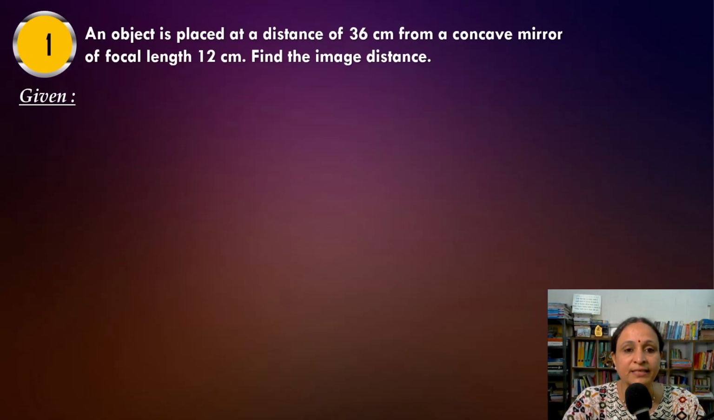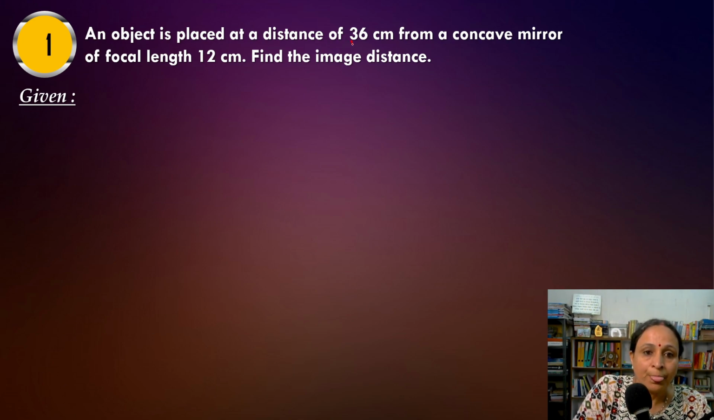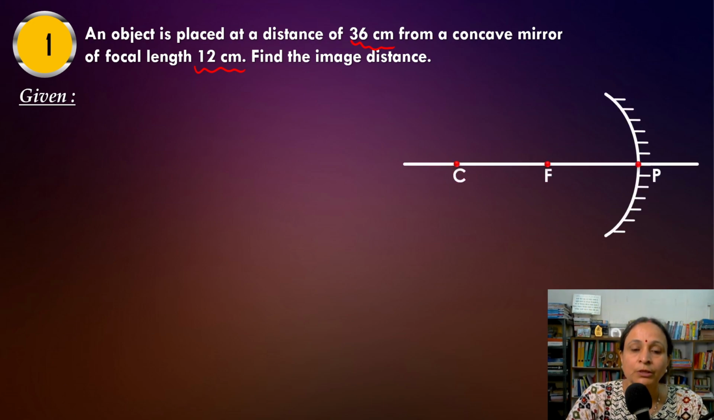If an object is placed at a distance of 36 centimeters from a concave mirror of focal length 12 centimeters, find the image distance. So what is given to you? Let us draw a rough diagram. We have a concave mirror, focus and center of curvature. The focal length is 12, and where is the object kept? It is kept at 36 centimeters.